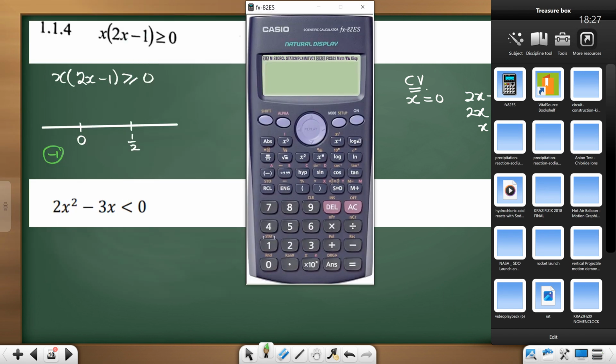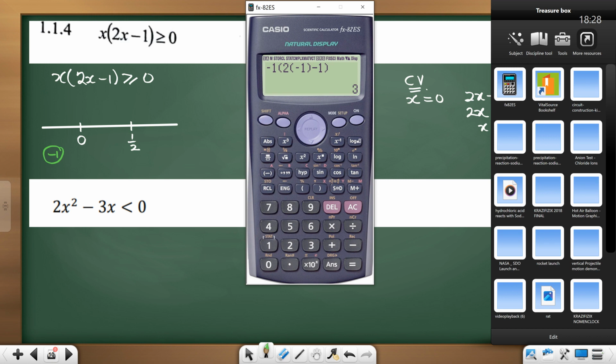Watch my calculator just to make you understand. I am looking at the left-hand side of 0. I'm just picking any number, -1. Let's put that -1 everywhere we see x: -1 times (2 times -1 minus 1). What's your answer? This answer is giving me a positive value. If you remember what I told you, if it is written in standard form with x first in the bracket, it will always give you positive, negative, and positive.